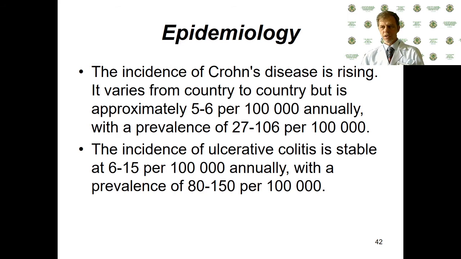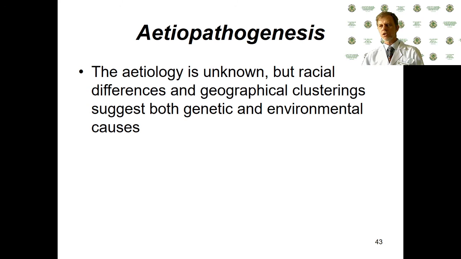So, Crohn's disease. The incidence of Crohn's disease is rising and varies from country to country, approximately 5 to 6 per 100,000 population annually, with a prevalence of 27 to 106 per 100,000 population. Not such a common disease. The incidence of ulcerative colitis is stable, 6 to 15 per 100,000 annually, with a prevalence of 80 to 150 per 100,000. You see, not very common disorders. Etiology is unknown, but racial differences and geographical clustering suggest both genetic and environmental causes. We have some genetic and environmental predisposition.